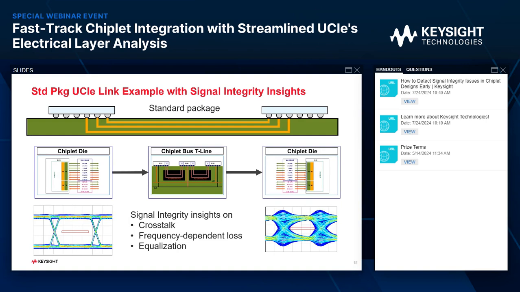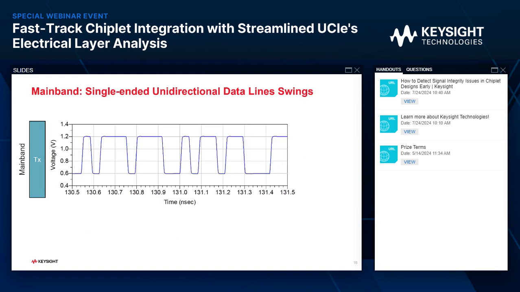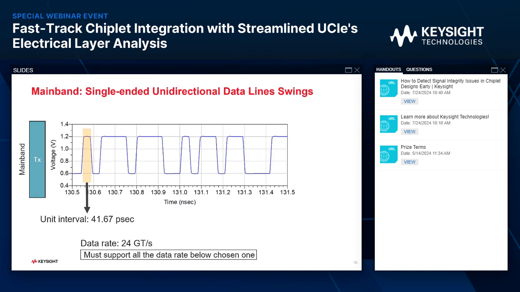First, let's start with the TX. It's a single-ended unidirectional data line. First, we'll note that the unit interval is 41.67 picosecond, like we can see, right? Everybody can really read that scale and tell me it is 41.67. If you take the inverse of that, 1 over the unit interval, it is the data rate. That would be 24 gigatransfer per second. Now in UCIe, it's not enough that you support this data rate. You must support all the data rates below the chosen one, which are 16, 12, 8, and 4.